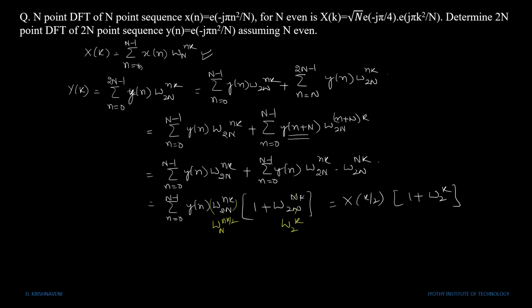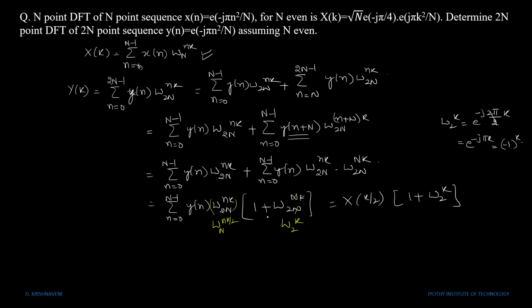Now what is W2 to the power of k? It is e to the power of minus j 2 pi by 2 into k, or e to the power of minus j pi k, which is equal to (e to the power of minus j pi) to the power of k, that is (minus 1) to the power of k. So when k is even, this W2 to the power of k will be plus 1, and when k is odd, this will be minus 1.